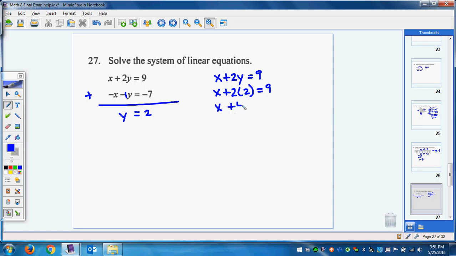So you can solve it from here to find your x, and then go ahead and put your answer in the form of an ordered pair. Your x value should come out as a 5 because you should subtract 4 on both sides. All right, just a few more.